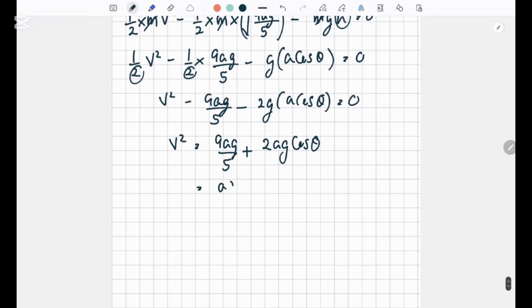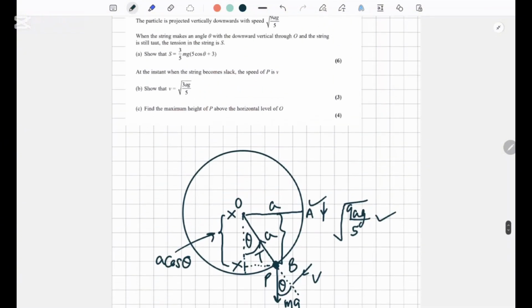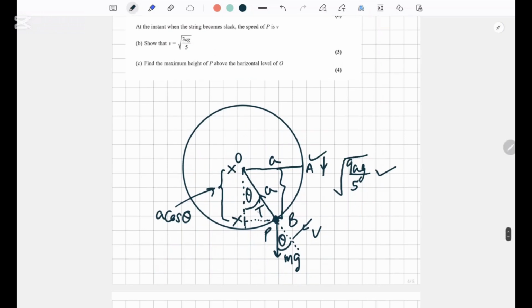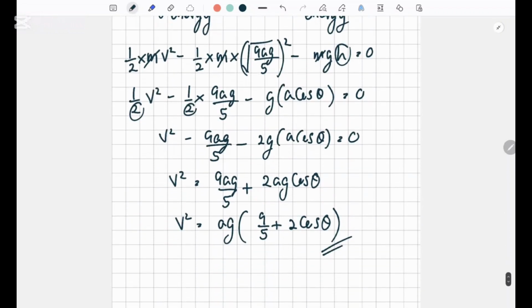So we can take ag outside and leave it as 9 over 5 plus 2 cos theta. Okay, so we found our speed. Now we're going to find the tension, so the tension we're going to mark as S because they say it's S, right? So we need to find that.